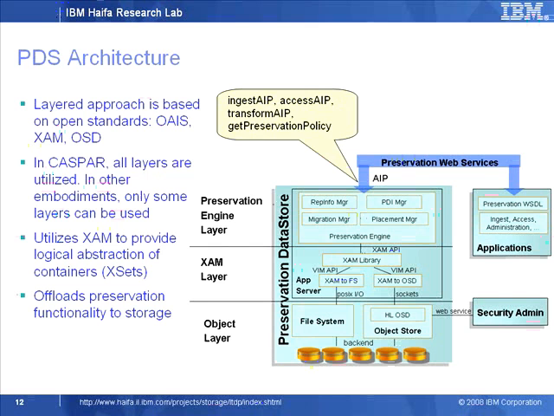The preservation engine layer implements the PDS API, which is externalized using web services. It's based on OAIS. The mid layer is based on the Extensible Access Method, the XAM emerging standard that provides complex objects for bundling pieces of data and metadata and is specialized for reference data. The object layer is currently based on the OSD standard.